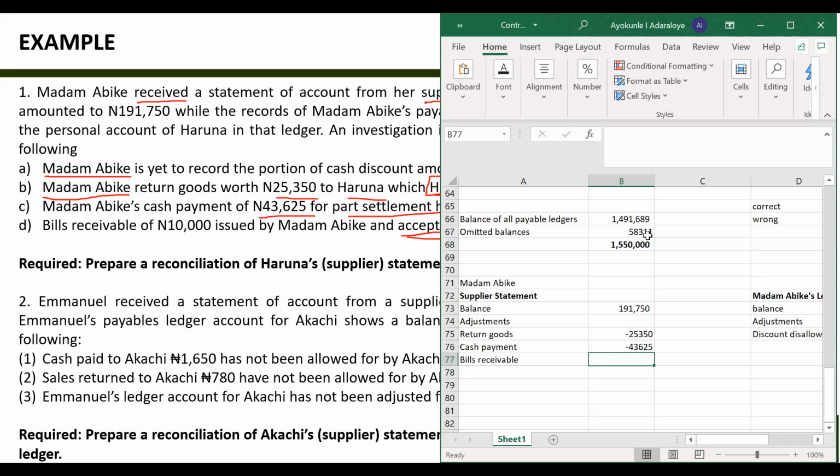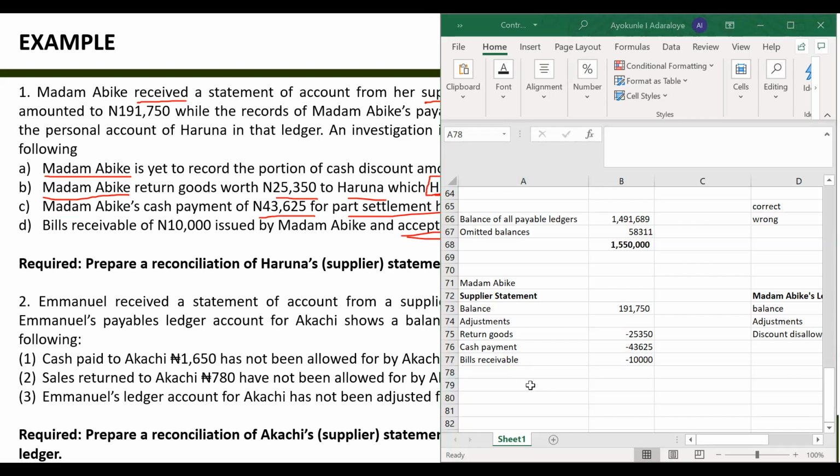We are adding. What do you say? We are adding. You were owing somebody 191,750. You gave the person a check of 10,000 naira. Will you add it to the amount that you were owing, or you will reduce it from the amount you were owing the person? I will reduce it. Exactly. Minus 10,000. So you are reducing the amount that you are owing the person.